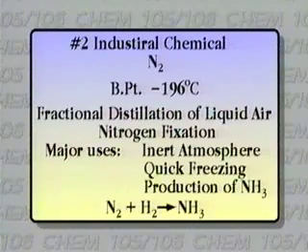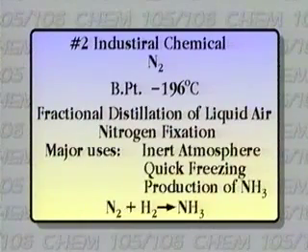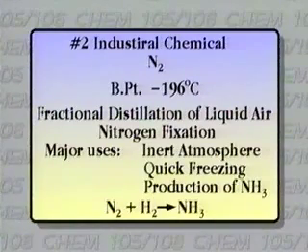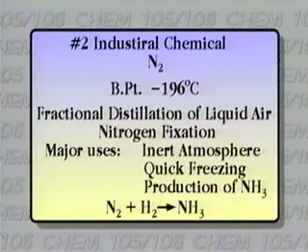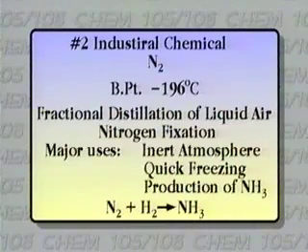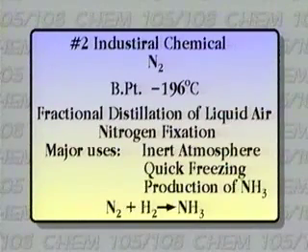Some of the major uses that we talked about were providing an inert atmosphere for food storage, used for quick freezing, if we want to fast freeze foods to keep their flavor and their texture, using liquid nitrogen. Also in the dairy industry or agriculture industry for quick freezing and storing animal semen for artificial insemination. Production of ammonia, which is the number 1 use of nitrogen, which is further used then to produce fertilizers like ammonium nitrate.